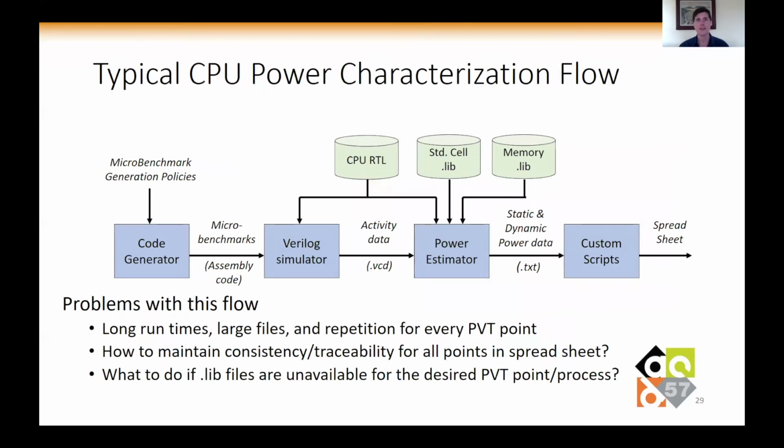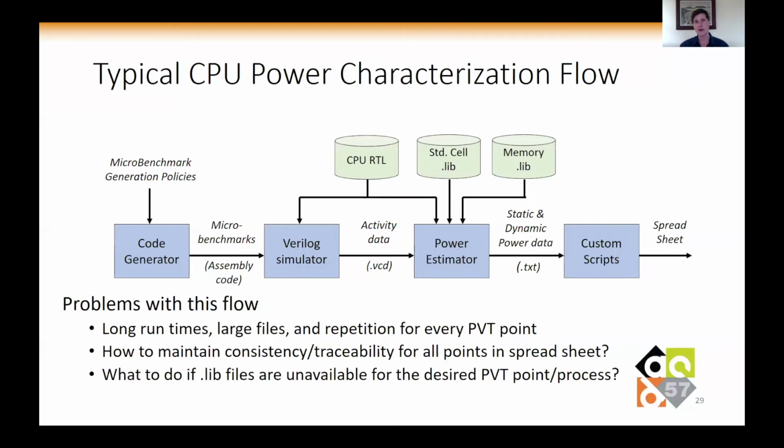Now, how do I estimate power for this core? On this slide, I'm showing a state-of-the-art power characterization flow. I create benchmarks, which I will then put into a Verilog RTL simulation of my core to generate activity data. And then I can feed that activity data in the form of VCD files into a power estimation tool or flow that reads in my standard cell and memory liberty files and generates power reports, which I can then parse into a spreadsheet where I collect all my different power data.